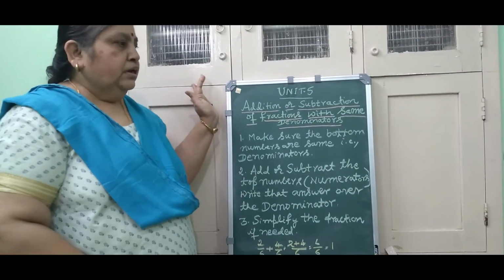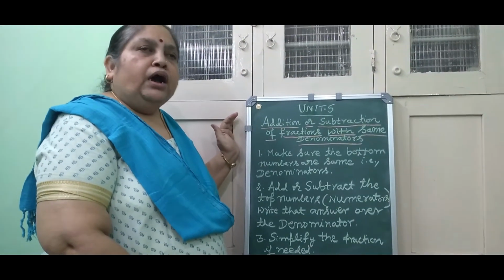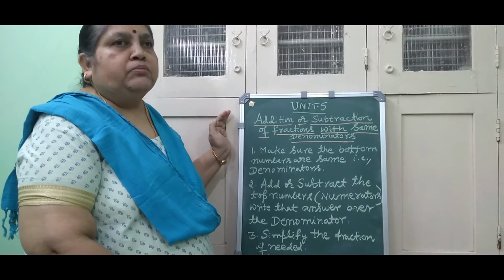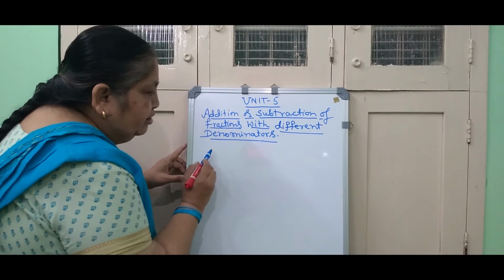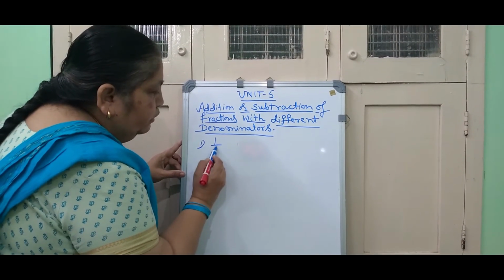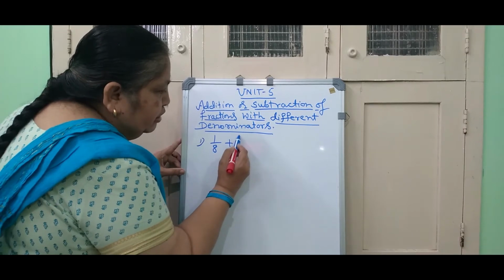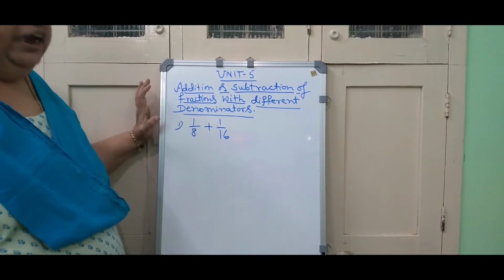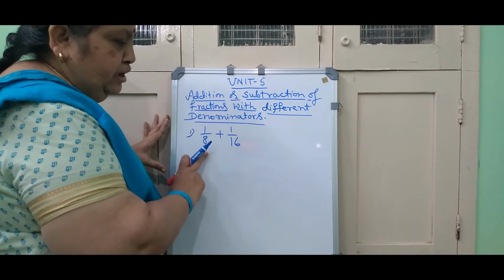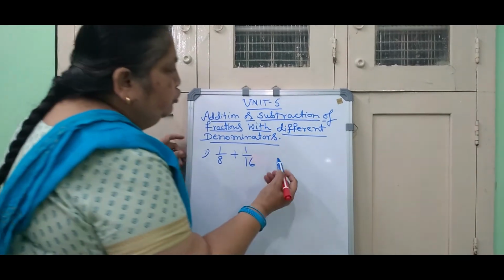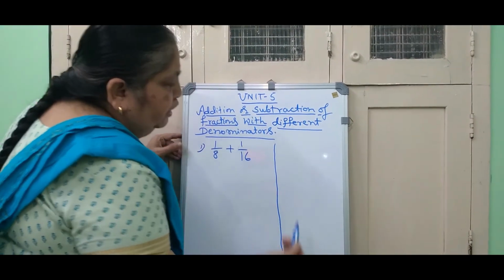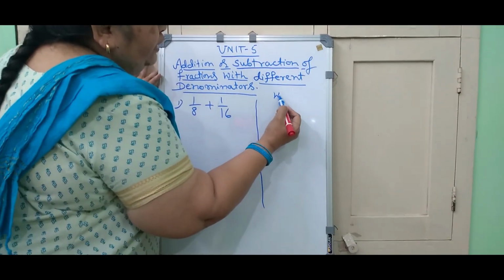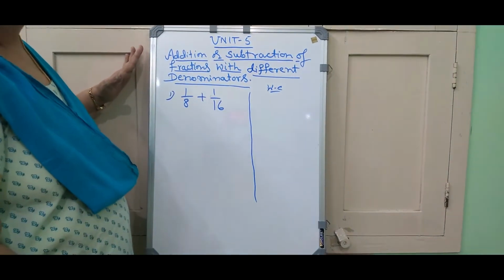So next, here I am going to tell you how to add or subtract fractions with different denominators. Now let us consider the example 1 by 8 plus 1 by 16. Again we have to observe very carefully here the denominators. 8 and 16 are two different numbers, and here see I have divided the entire board into two parts. This we will write as WC. WC means the working column.